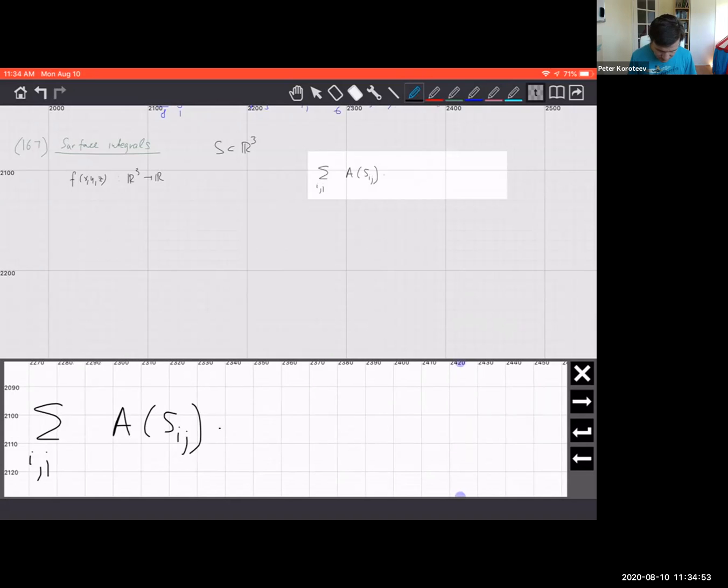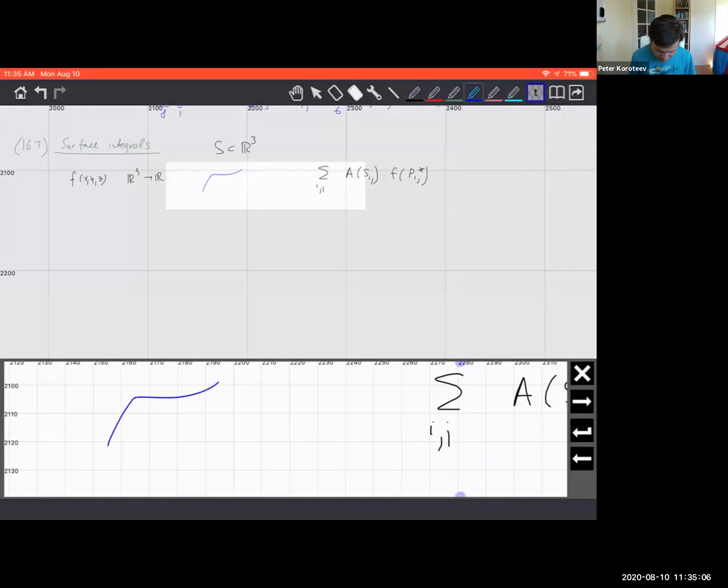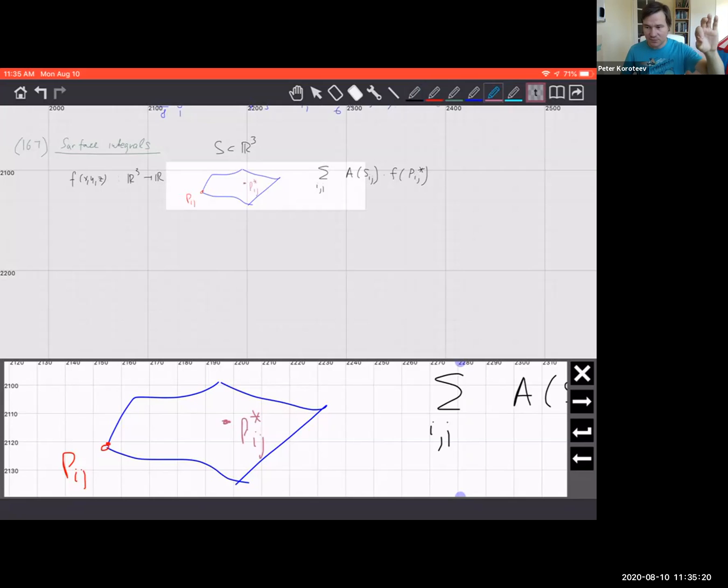But now we can multiply it by the value of this function at some point Pij, let's call it star, which means that we can evaluate it everywhere, right? So say this is this parallelogram, and this is point Pij, and then we are free to evaluate the function anywhere inside it. Same way as when we evaluate Riemann integrals, we don't have to calculate the function on the boundary of the partition, we can put it inside.